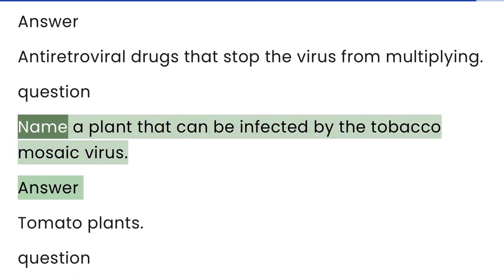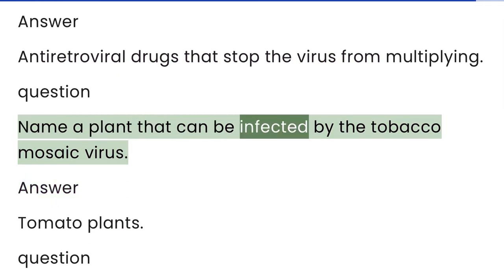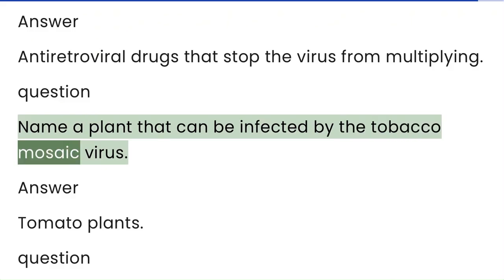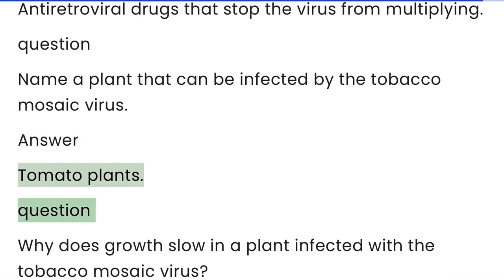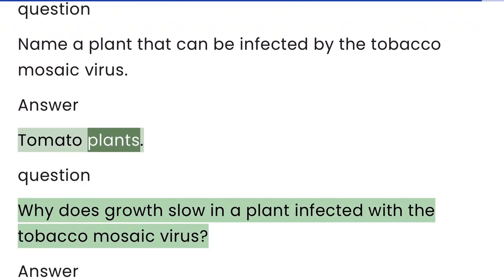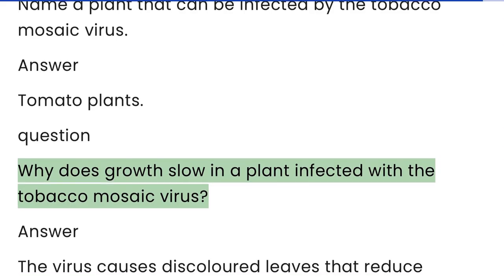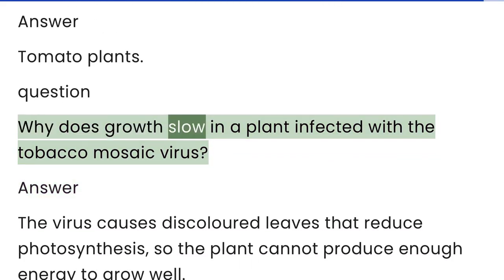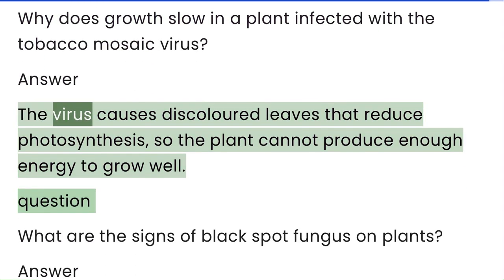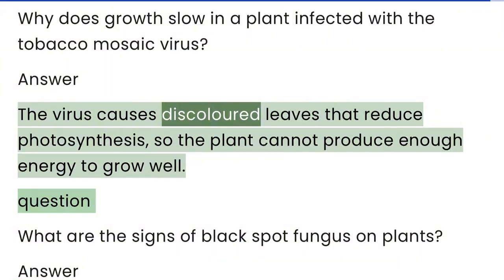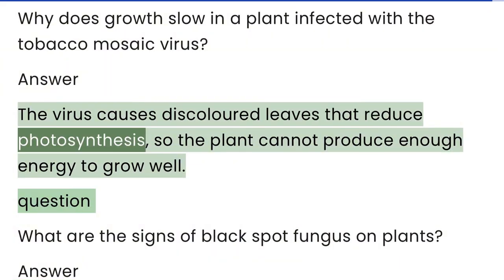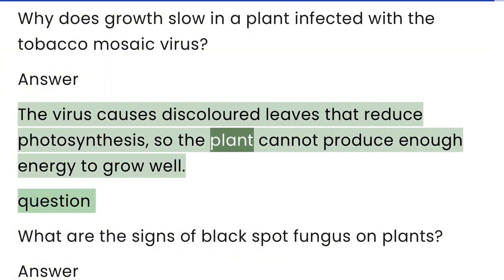Question: name a plant that can be infected by the tobacco mosaic virus. Tomato plants. Question: why does growth slow in a plant infected with the tobacco mosaic virus? The virus causes discolored leaves that reduce photosynthesis, so the plant cannot produce enough energy to grow well.